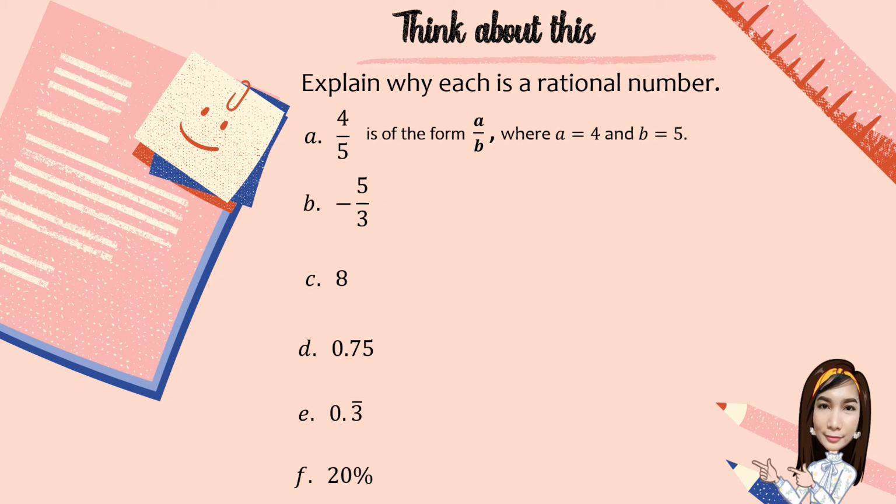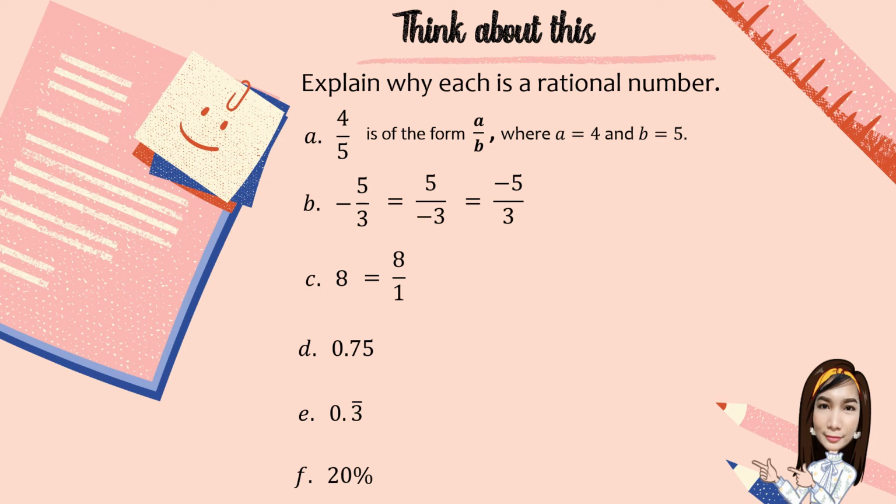-5 over 3 is equal to 5 over -3. And that is also equal to -(5 over 3). Now take note, if we have negative aligned to the fraction bar, that is equal also if we have 1 negative on the denominator or 1 negative on the numerator. So they are equal.